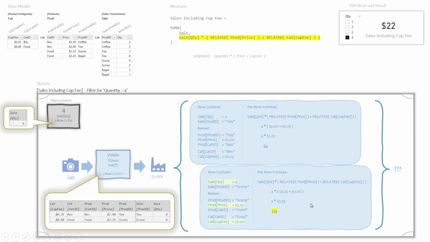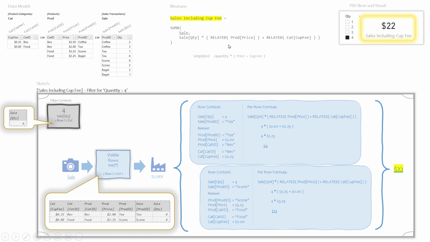Okay, so now that we've got our answers for both rows, 9 and 13, what is the sumx function going to do with it? Well, the name of the thing is sumx, which is a pretty good hint. Sumx is going to take the result of running this per row formula, in this row, and all the rows, basically, and just add them together, sum them all up. So sumx will take the results, 9 and 13, and add them together. So 9 plus 13, what does that equal to? Well, that equals $22. And that is our final answer. That is the sales, including the cup fee.